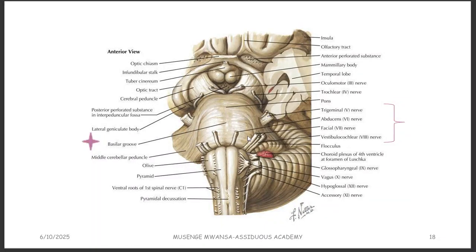So this is the motor and it's big. You can even see it here. This is the motor and it's big. This small one is going to be the sensory root for cranial nerve number 7.